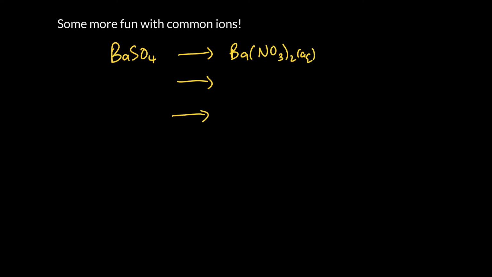All right, let's have some more fun with common ions. So imagine we're trying to dissolve some barium sulfate, and we can dissolve it in one of three different solutions. We can dissolve it in barium nitrate, or sodium sulfate, or sodium nitrate.